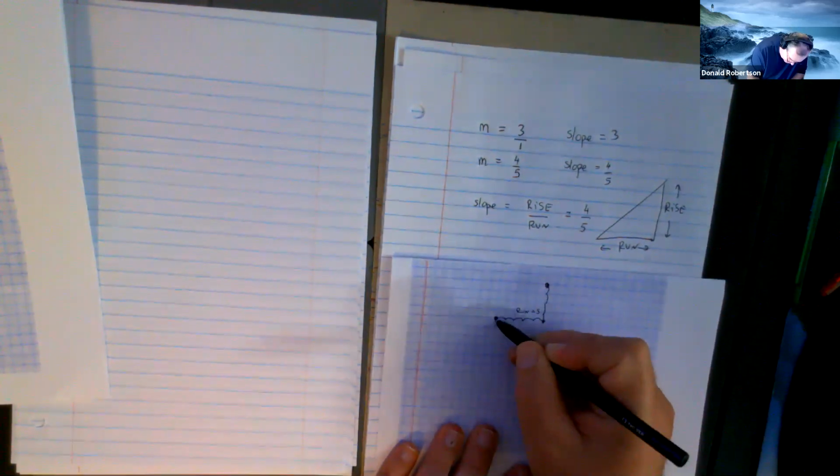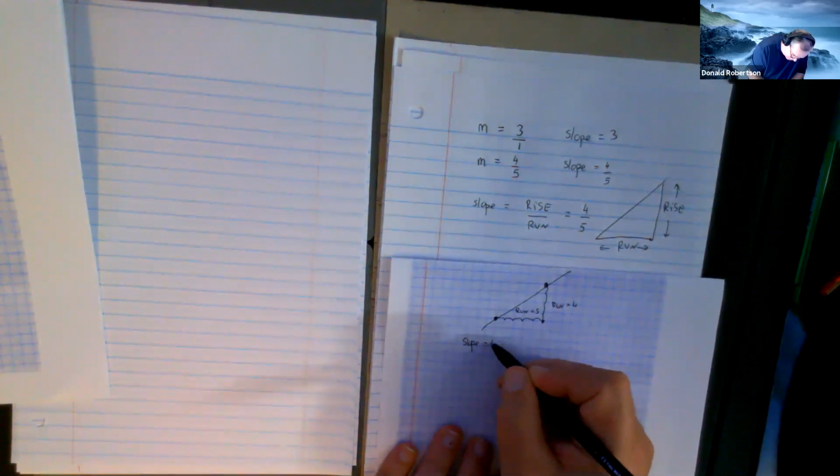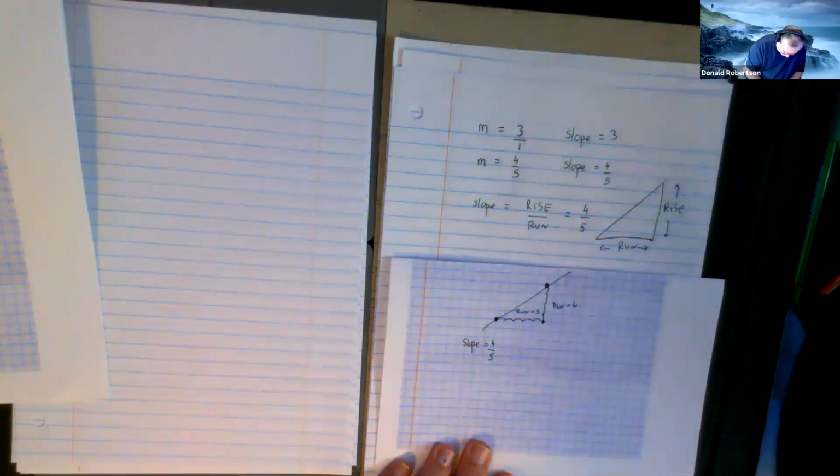And my rise is 4. So once I finish running, I then get up. And that's where I finished. I started here and I finished here, and the run is 4. And when you join them together, that line has a slope of 4/5. So your run and then your rise.